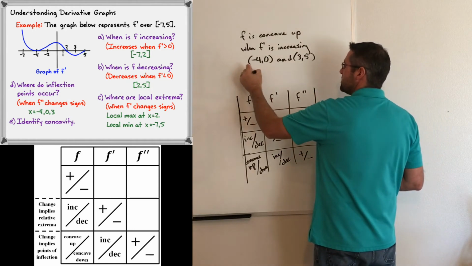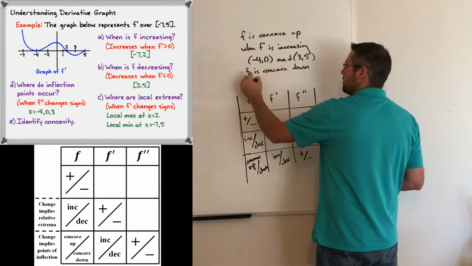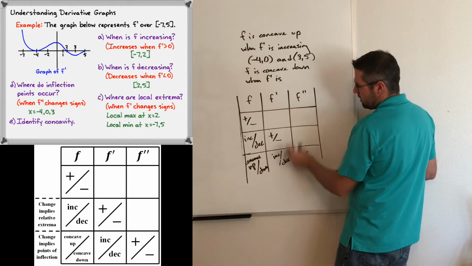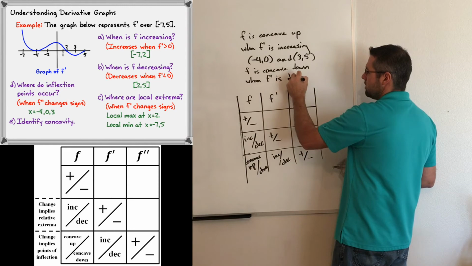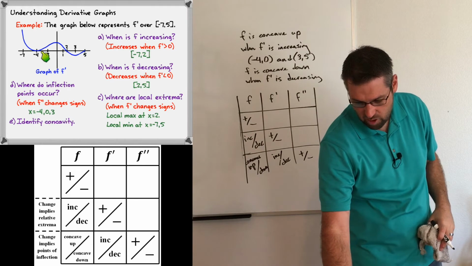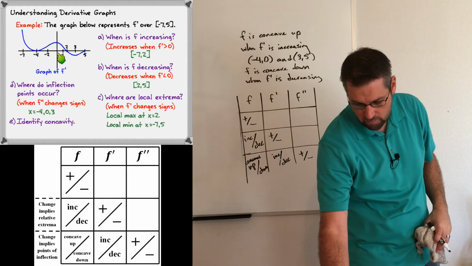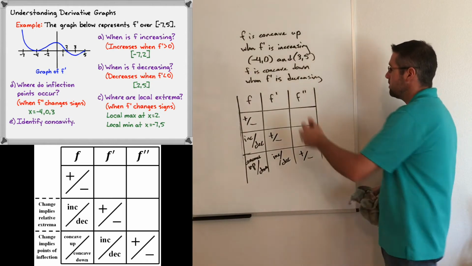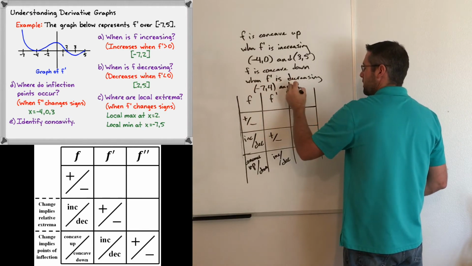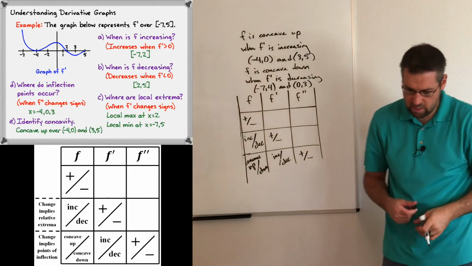And then we can finish this off by saying F is concave down. F is concave down when F prime is decreasing. So on our F prime graph, we can see that F prime is decreasing when it's going downhill. So from -7 to -4, and from 0 to 3. So that's our final answer on either.